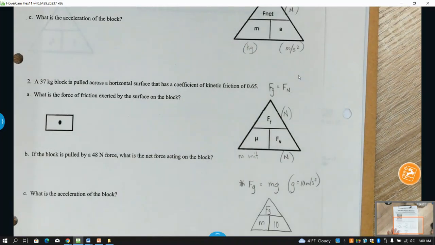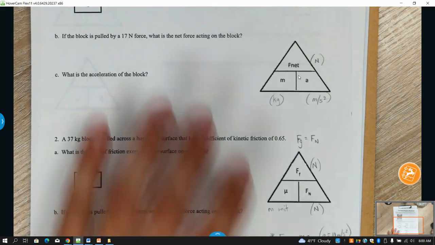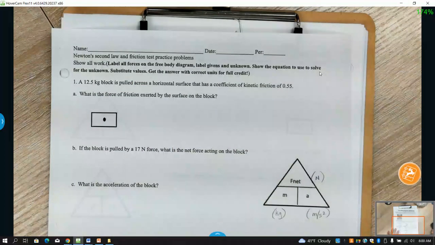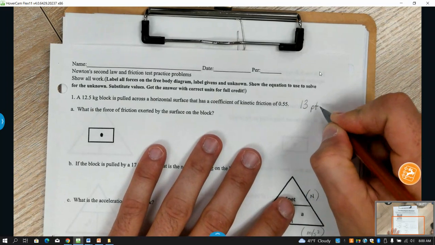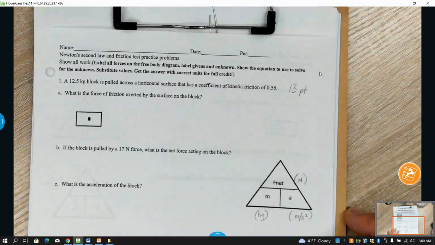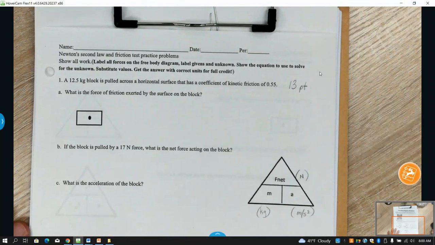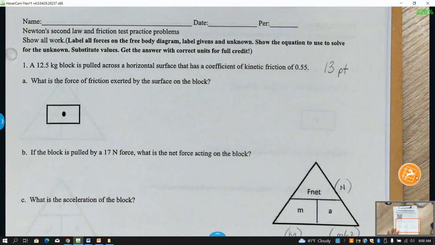All right, so let's go through this now. This dude is roughly a 6. All right, so this guy here is a 13-point problem. I'll highlight everything that is worth a point at the end. So make sure you are doing it as required here.